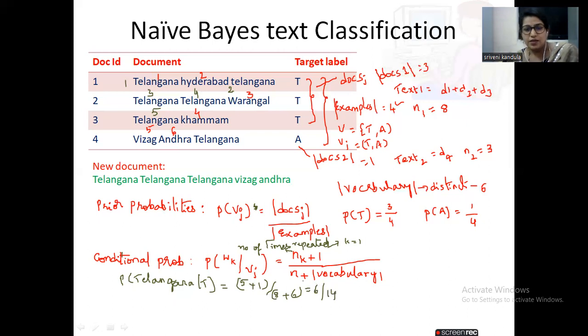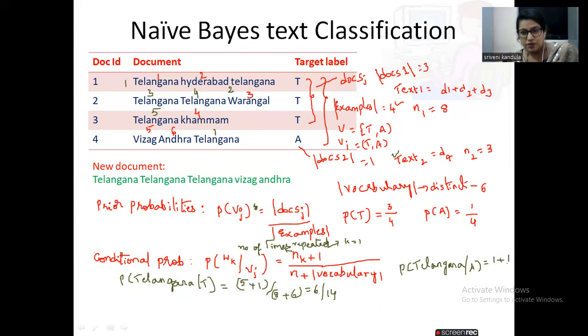Similarly, let us calculate the conditional probability of Telangana against the target label A. Now let us see under the target label A, the document that we have is text 2. That document is D4. So in D4, how many times is it repeated? Let us see, it has only one occurrence. So let us take it as 1.